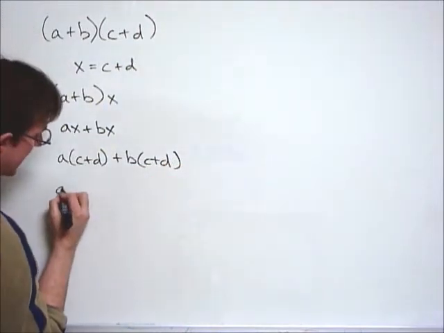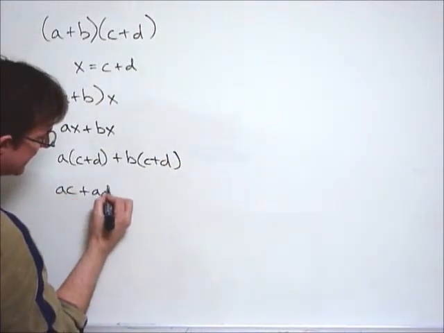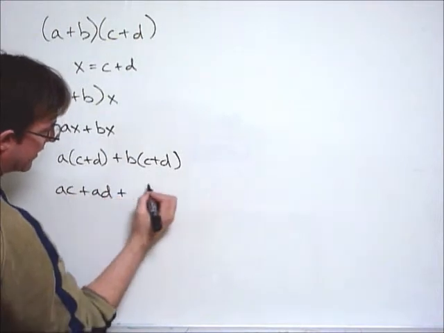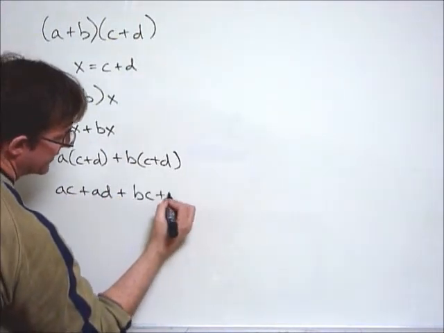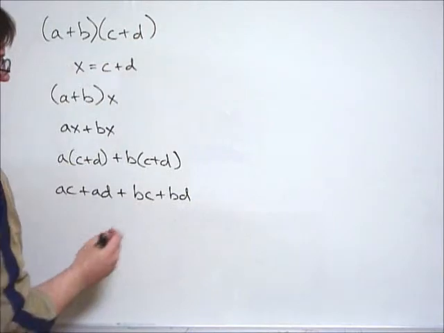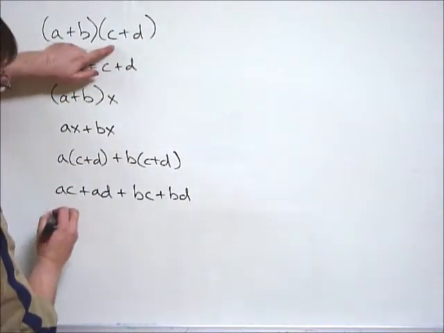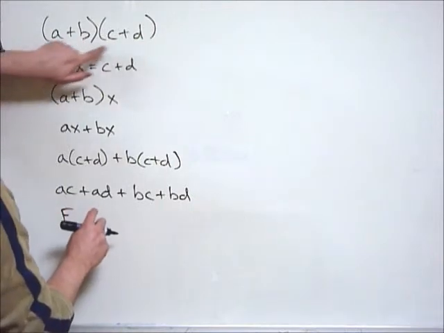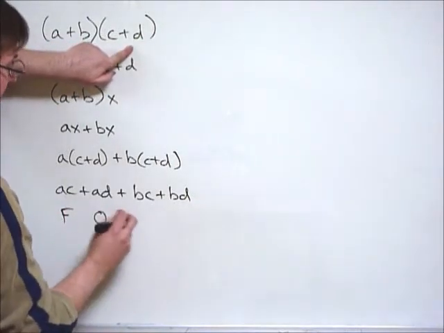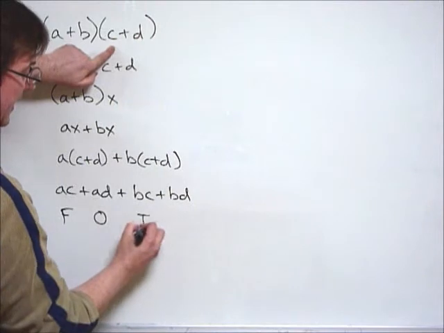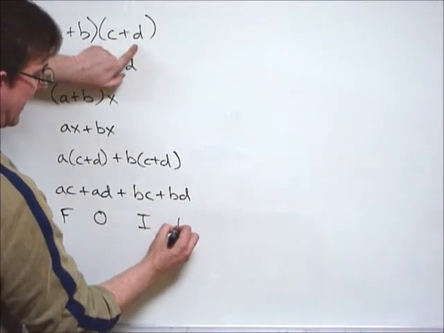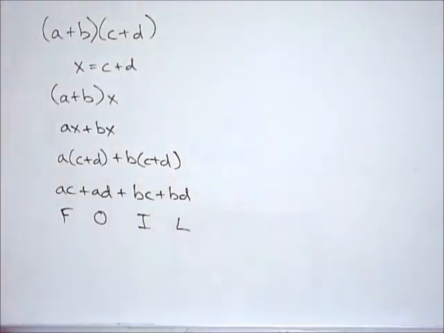This is easy. AC + AD + BC + BD, right? And that, lo and behold, is AC first, AD outside, BC inside, BD last. Okay, so there's our FOIL.